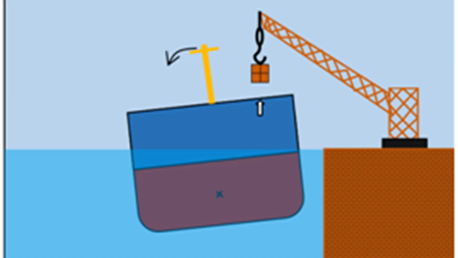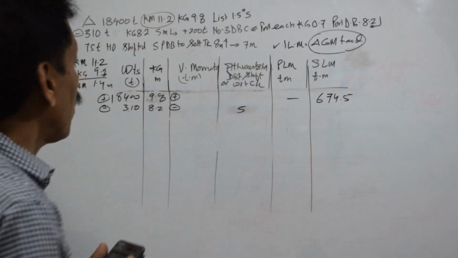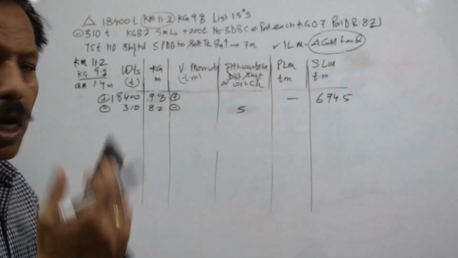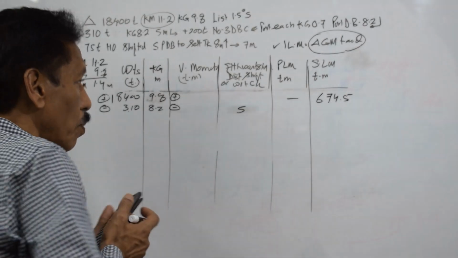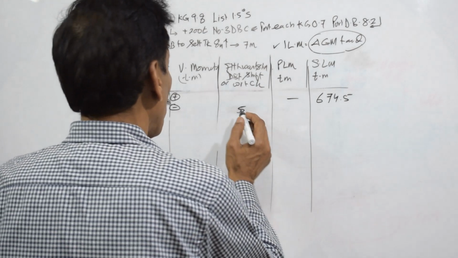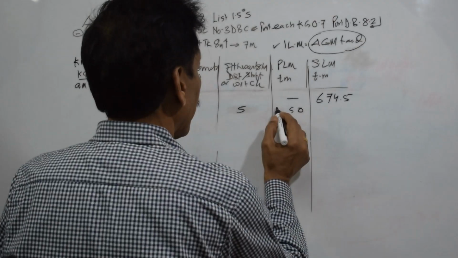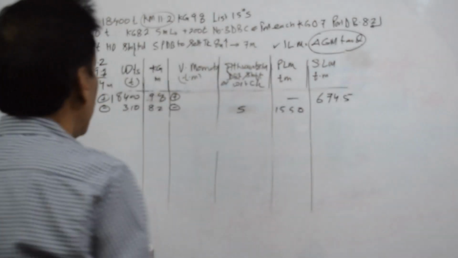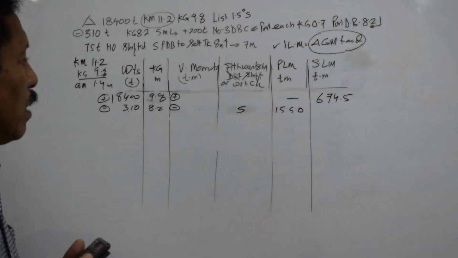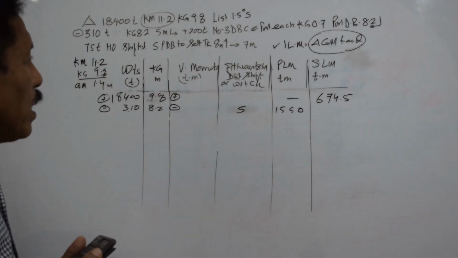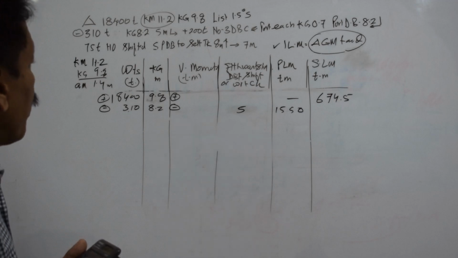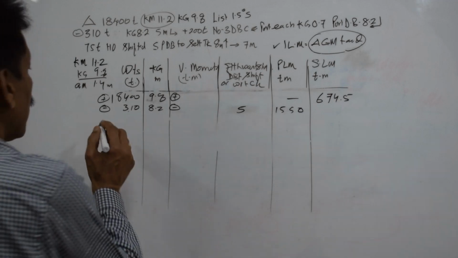Now this particular parcel of 310 tons is 5 meters to the starboard of the center line, and because it is discharged from the starboard, it's going to cause port listing moment, and that's going to be 5 multiplied by 310, that is 1550 tons meter, right?